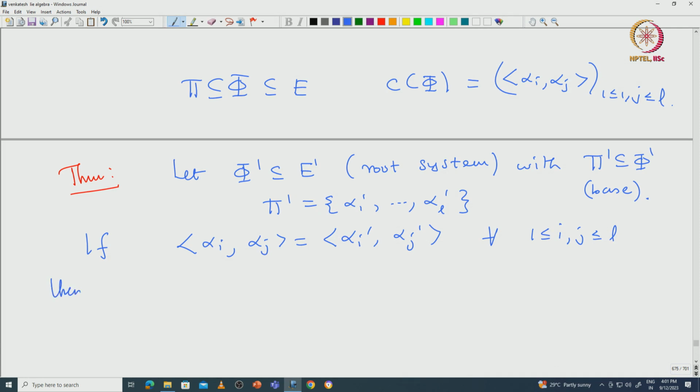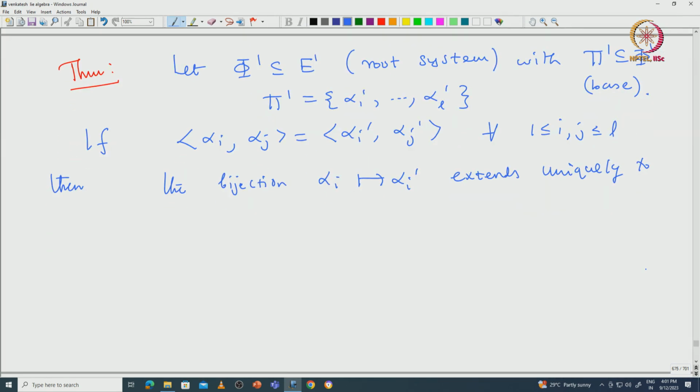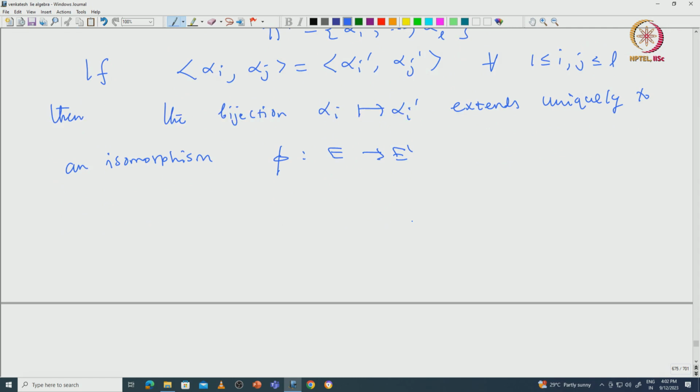So then what one can prove? The bijection that we have from Π to Π', which sends αi to αi', can be extended uniquely to an isomorphism. So this bijection extends uniquely to an isomorphism, say that isomorphism is π from E to E', and again in such a way that this also maps Φ onto Φ'.